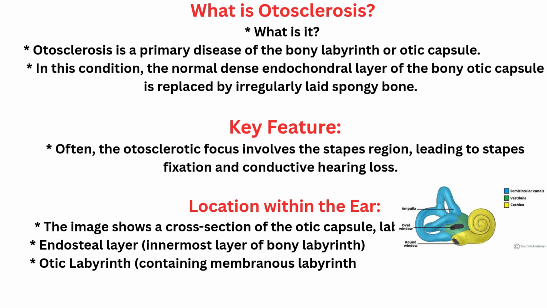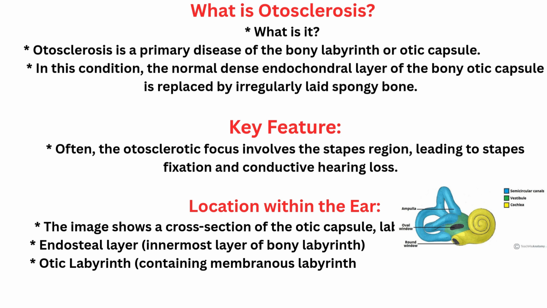Now come to the theoretical part. What is otosclerosis? As I already told you, it is the primary disease of the bony labyrinth or otic capsule. The otic capsule is the bony labyrinth that surrounds the inner ear. In this condition, the normal endochondral layer of the bony capsule is replaced by spongy bone. The key feature: the otosclerotic focus involves the stapes region. I told you previously that it involves the stapes, leading to stapes fixation and conductive hearing loss, the concept I discussed earlier.